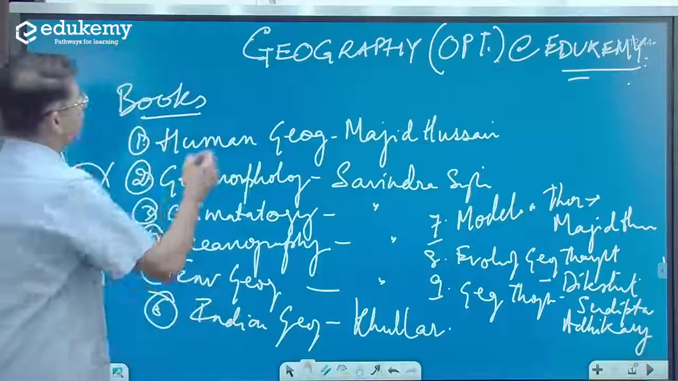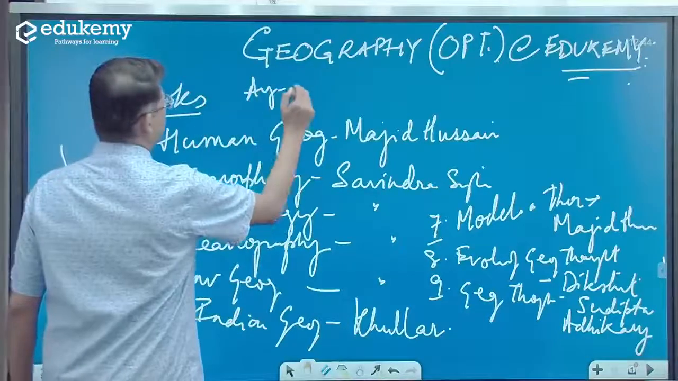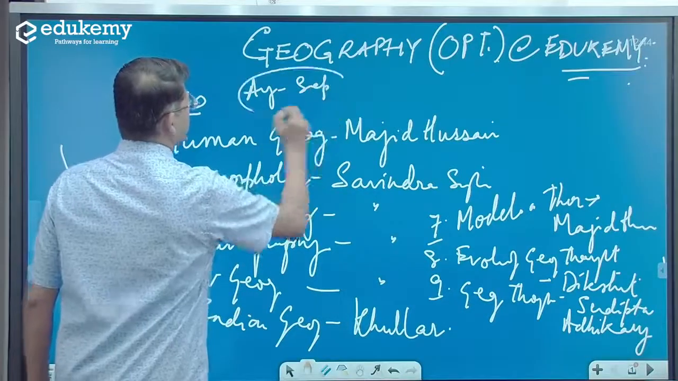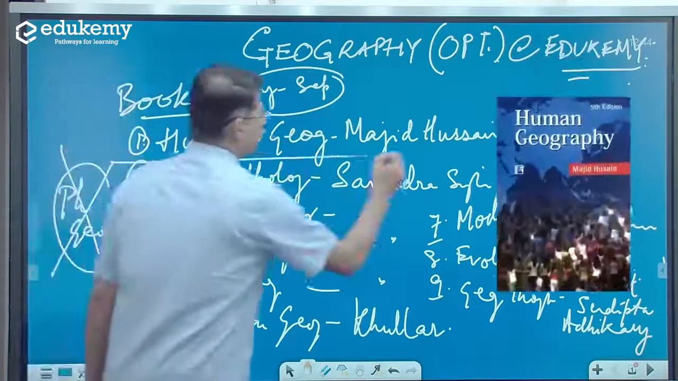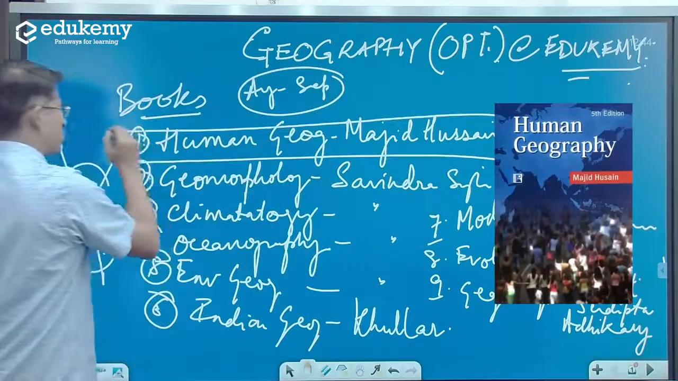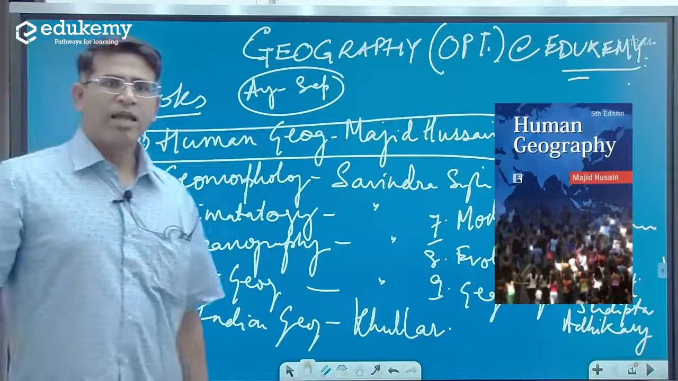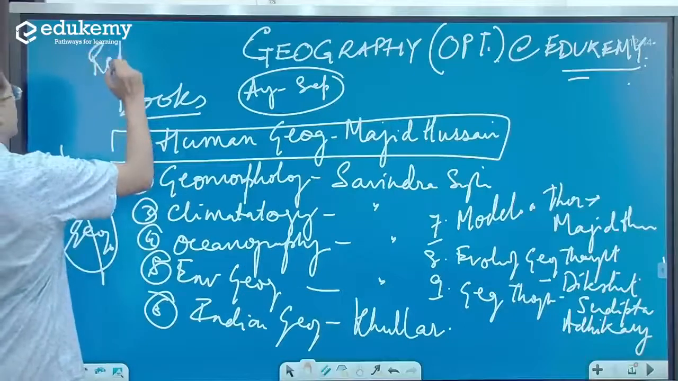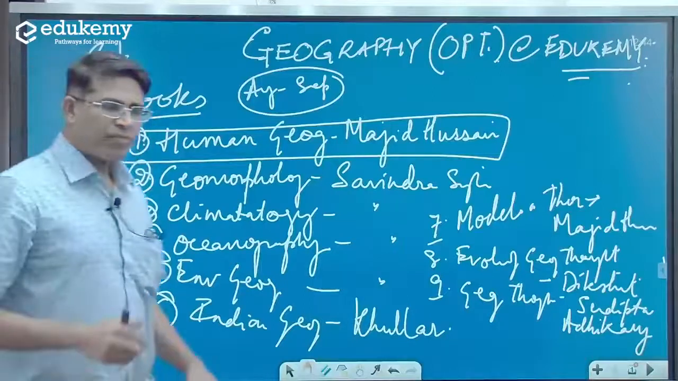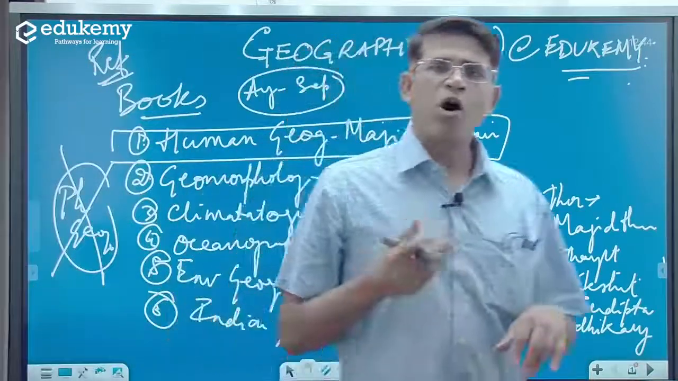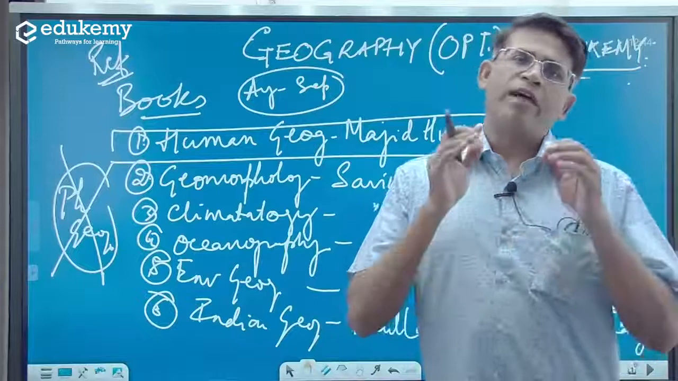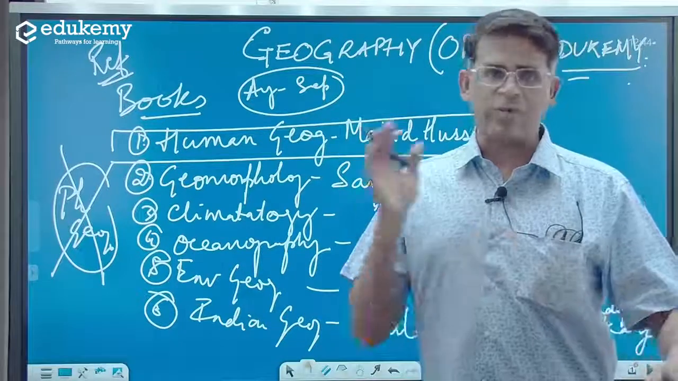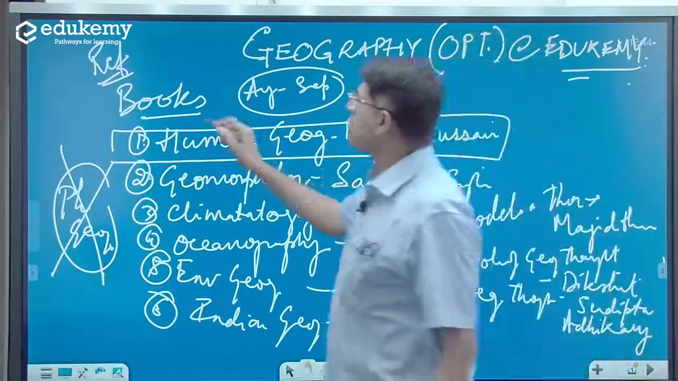But for the classes in the month of August and September, the book that I need is Human Geography by Majid Hussain. This is a must. Now these are what I call reference books. A very important point here is that these books are not to be read thoroughly, every chapter, every page, not required. These books are for reference.